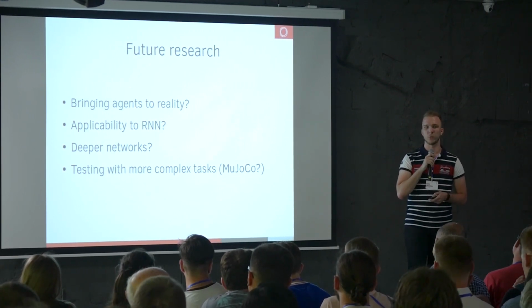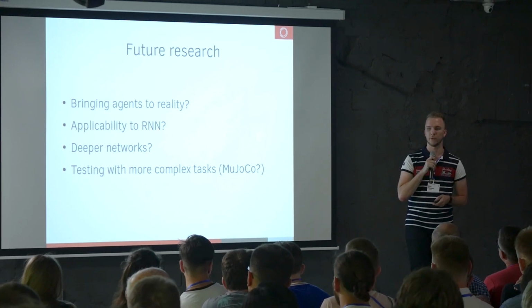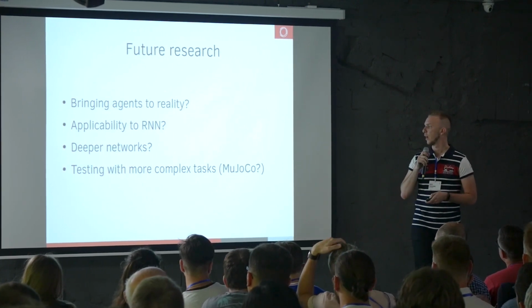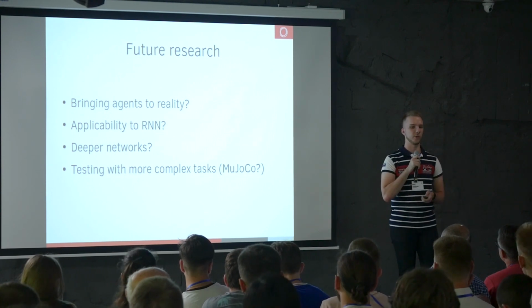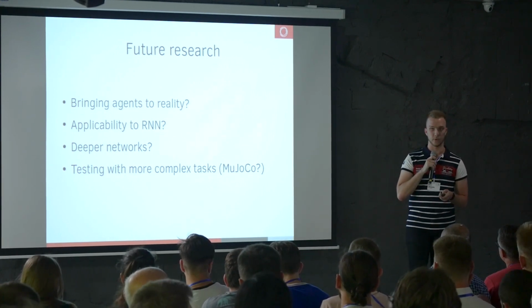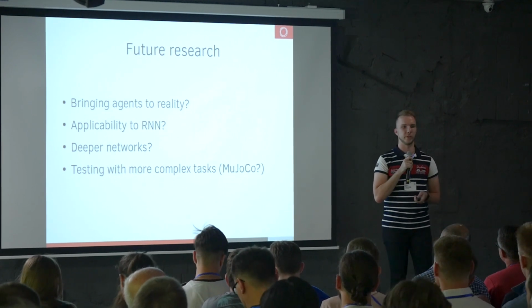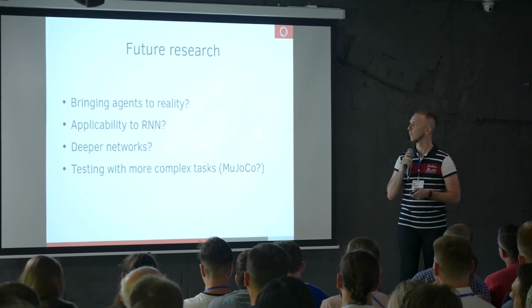In my neural network, it is almost 1 million parameters, and it works. And I also want to test it with more complex tasks, like Walker, Spider, and so on in MuJoCo, because it is where the state of the art is trained and tested.